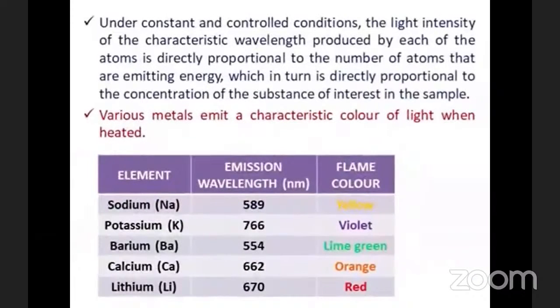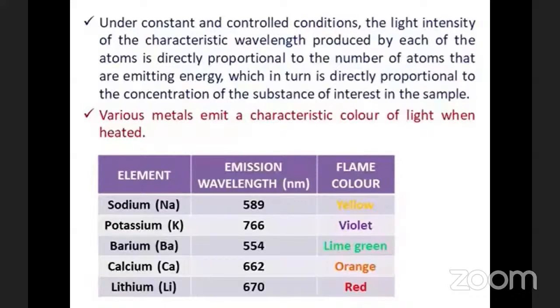Under constant and controlled conditions, the light intensity of characteristic wavelength produced by each atom is directly proportional to the number of atoms that are emitting energy, which in turn is directly proportional to the concentration of the substance of interest in the sample.